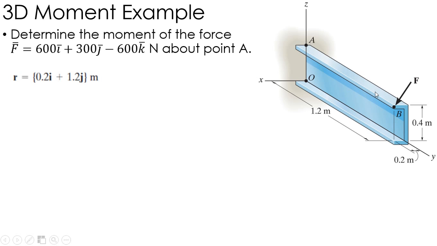Now, the cross product is simply R cross this F, which I can plug into that determinant, where I'm taking i times 1.2 times negative 600 minus 0, minus j times 0.2 times negative 600 minus 0, plus k, which is going to be 0.2 times 300 minus 1.2 times 600.